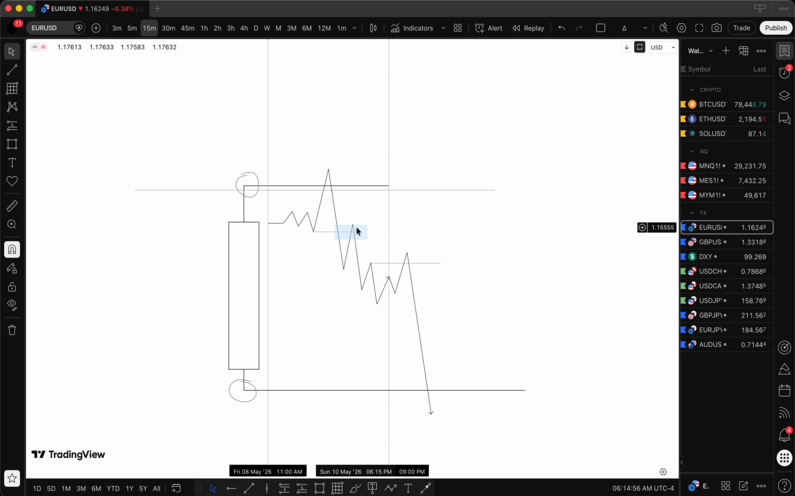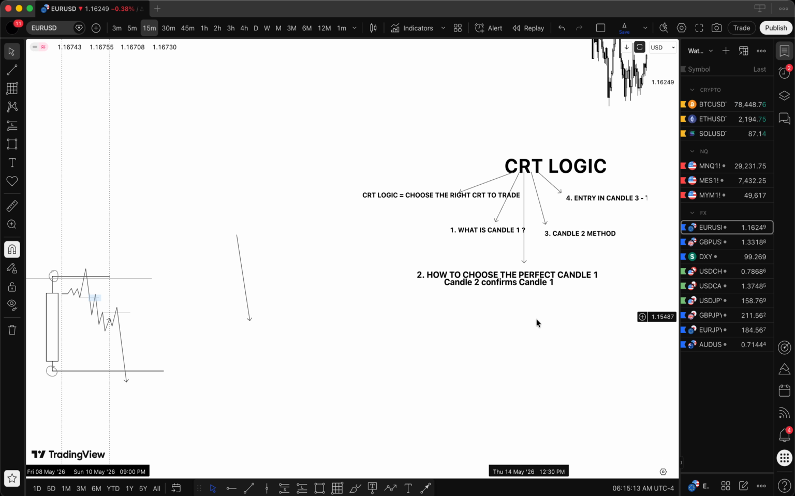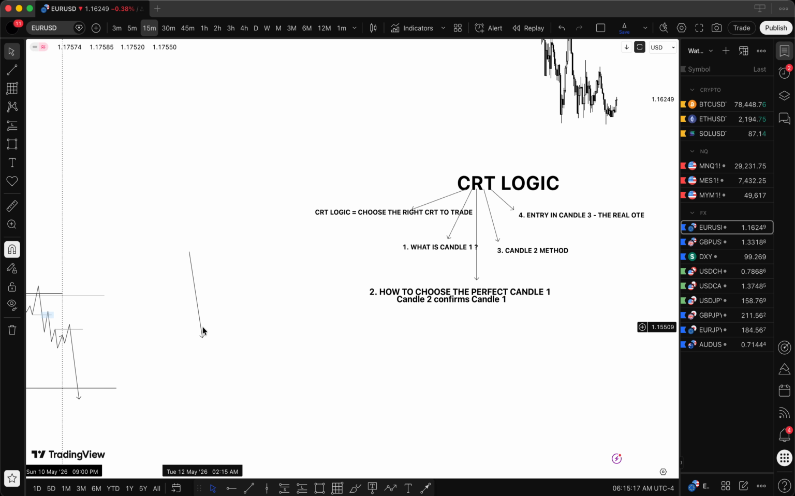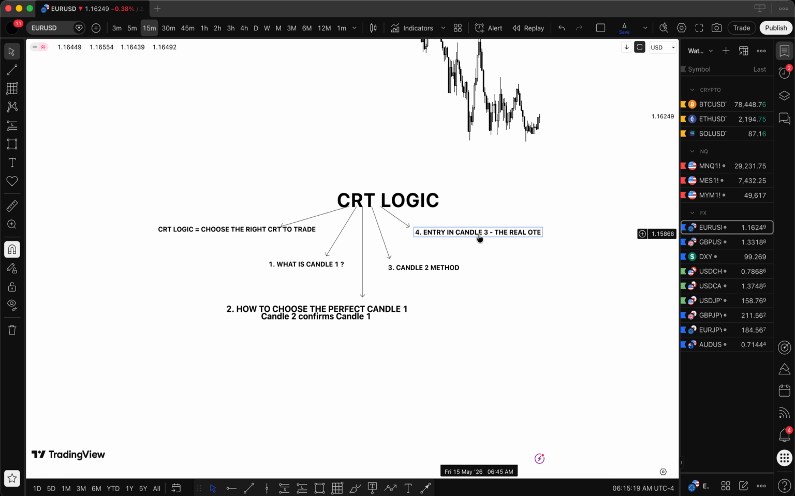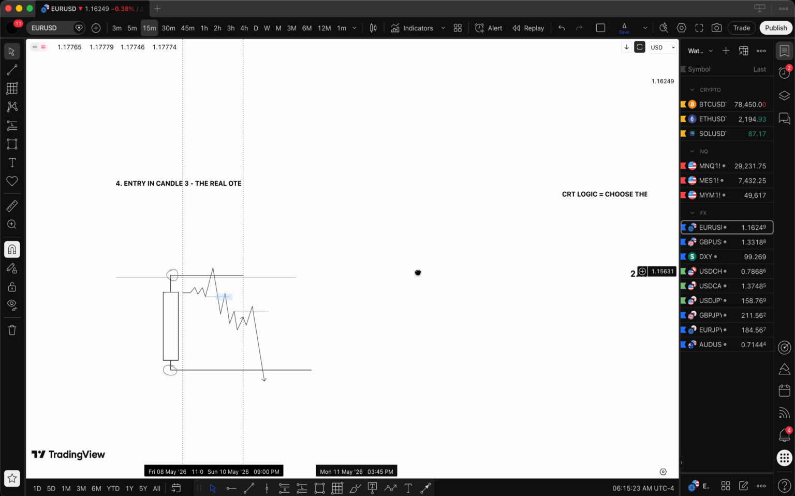And this is the only way that you can do something with that. And I know you will, because I know that you trust me, and I will even show you examples. But before that, now this is done. That's the candle 2 method. No more, no less, no yapping around. Entry in candle 3. This is how you should trade if you want to be safe.